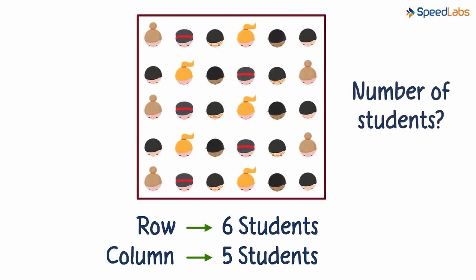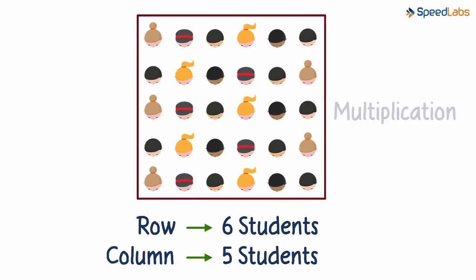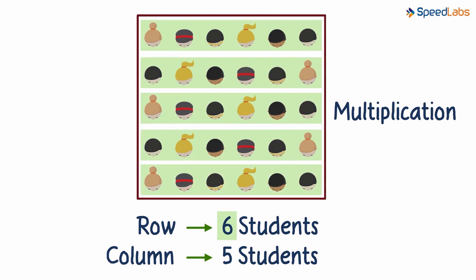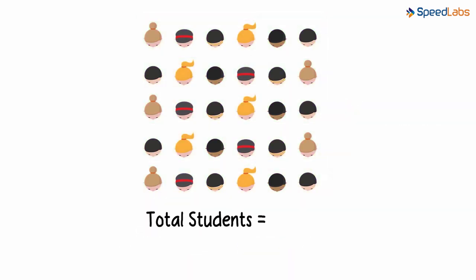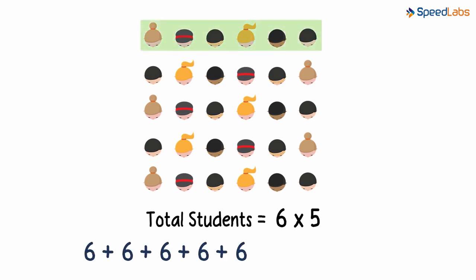How many students are there in the figure? Will you count the number of students? There is no need to count. You can use multiplication to find the answer. The first row has 6 students and there are 5 rows. Therefore, total number of students is 6 times 5. It tells us that 6 is added repeatedly 5 times. It gives us the answer as 30.